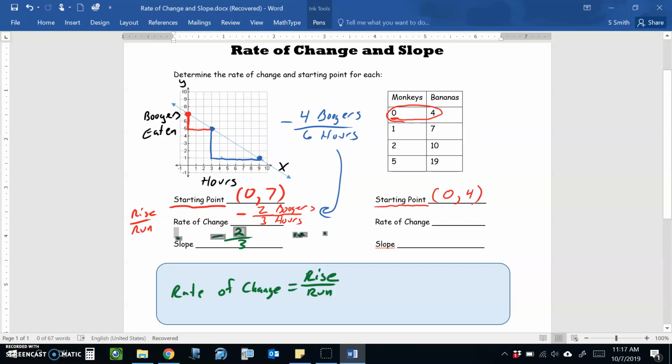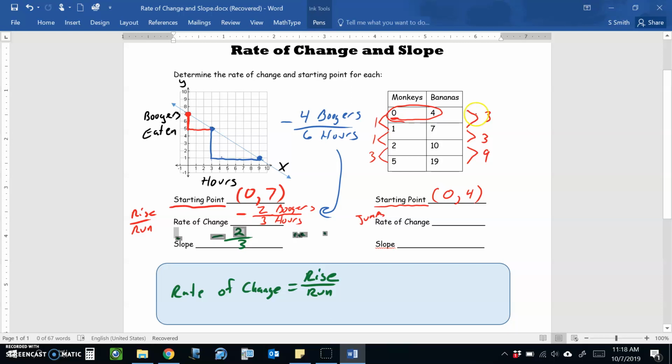Now, the rate of change, this is where we did the jumps for a table, right? So to get from 4 to 7, what's happening here? We're going up 3. 7 to 10, we're going up 3. From 10 to 19, went up 9. Then from the monkeys, we're going up 1. From 1 to 2 goes up 1. To get from 2 to 5, we go up 3.